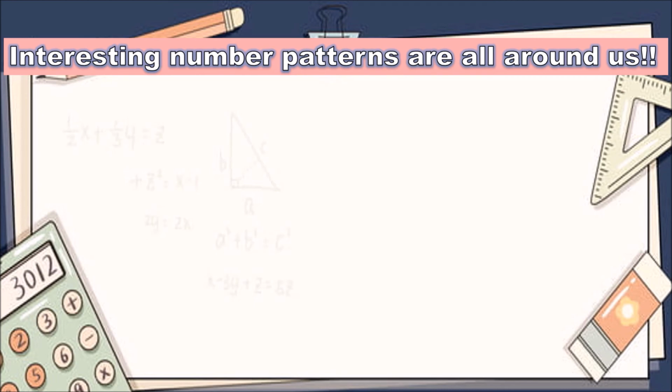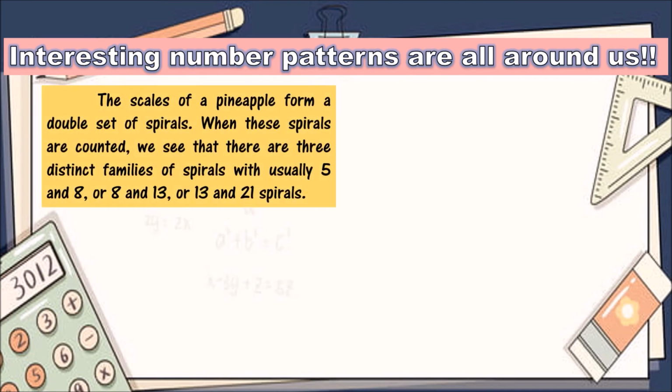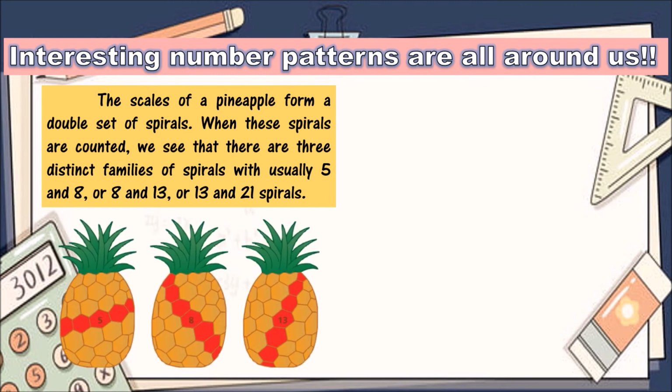For more examples of situations involving sequences, let's get to know more of this. Interesting number patterns are all around us. For example, the scales of a pineapple form a double set of spirals. When these spirals are counted, we see that there are 3 distinct families of spirals with usually 5 and 8, or 8 and 13, or 13 and 21.